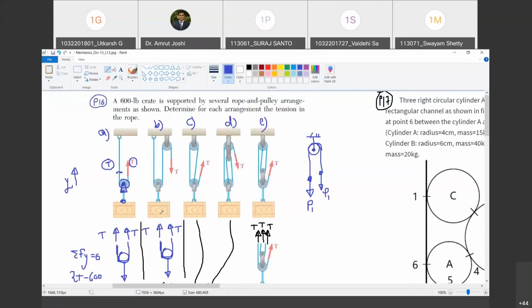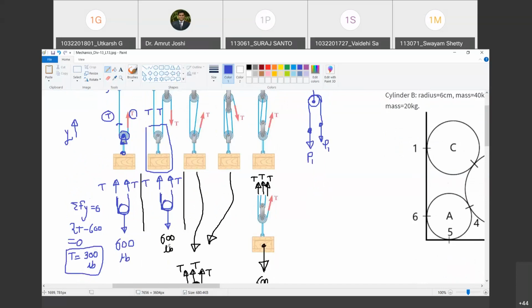Does anything change? No, because I am still going to draw the free body diagram of this part. Nothing changes. As the tension on this side of the rope is T, the tension on this side will also be T, and the tension on this side also will be T. Do you agree with me? Yes, sir. So therefore, the free body diagram is not going to change, and even in the second problem, you are going to have the same answer. Yes, sir. And now let us go to the third case.